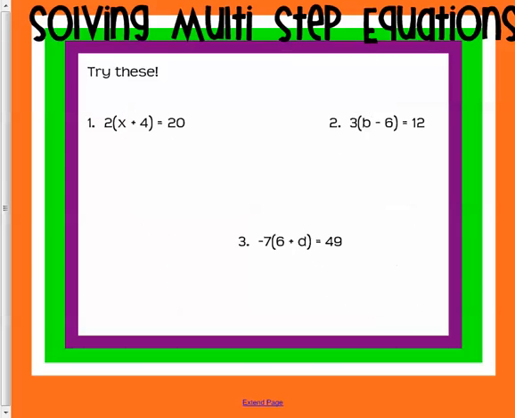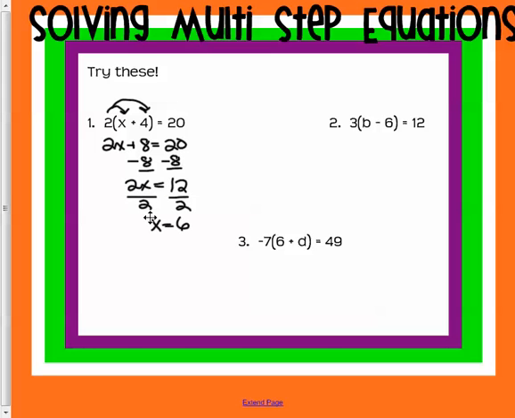Okay, go ahead and try these 3 on your own, and I'll be back in just a second to show you what I did. Okay, so the first step, make sure that you show your jumps. So you get 2x plus 8 equaling 20. Take 8 away from both sides, and you're left with 2x equaling 12. So then we divide by 2, and we get x equaling 6.